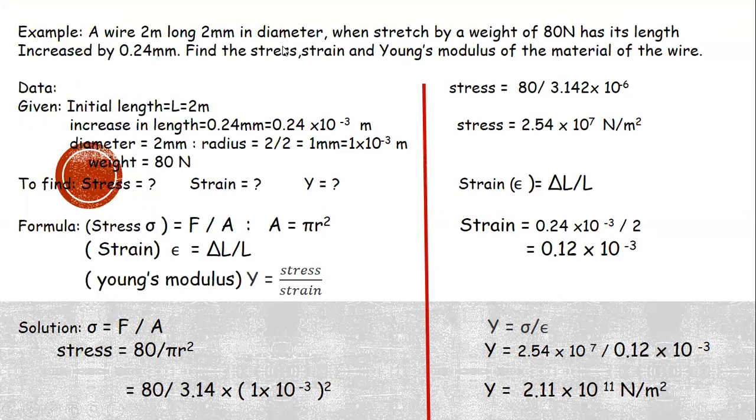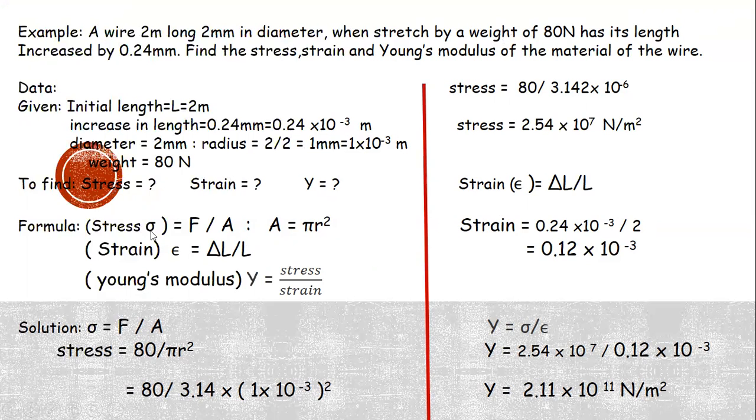Sorry, a 2 meter long wire having a diameter of 2 millimeters is stretched by 0.24 millimeters. It means that delta L, that is the increase in length, is 0.24 millimeter. Again converting millimeter into meter, 0.24 into 10 power minus 3 meter. We have to find the stress, the strain, and the Young modulus of the material.